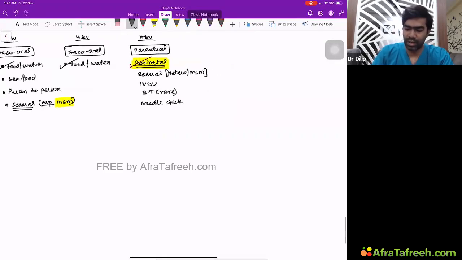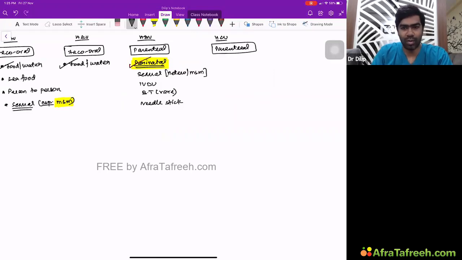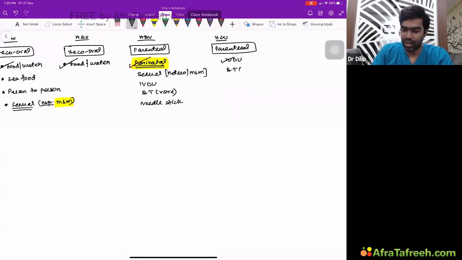Clear? Perinatal is the usual route. And hepatitis C virus. As far as hepatitis C virus is concerned, once again, it's the parenteral route. As far as the parenteral route is concerned, IV drug use is supposed to be the most common in the Western countries. Blood transfusion is still rare. And sexual route is still possible, but once again, it's very rare. And surprisingly, vertical transmission is also very rare with hepatitis C virus.